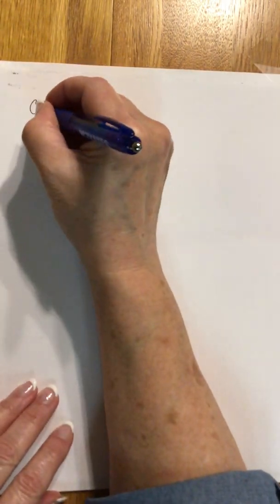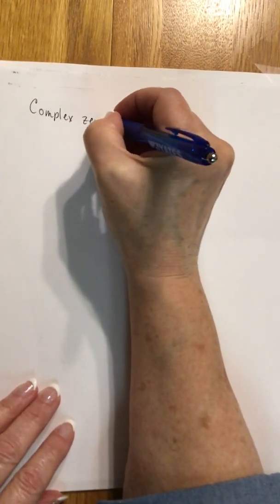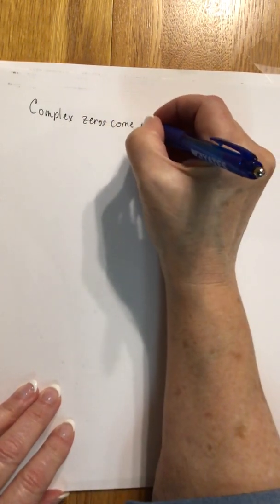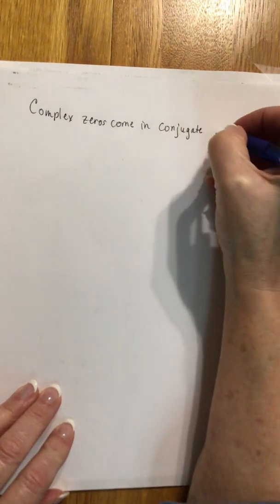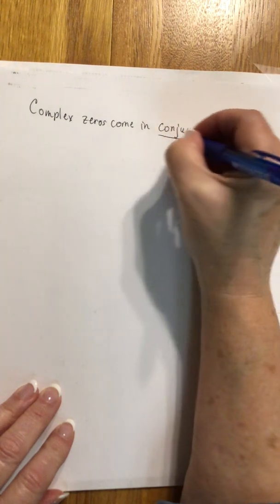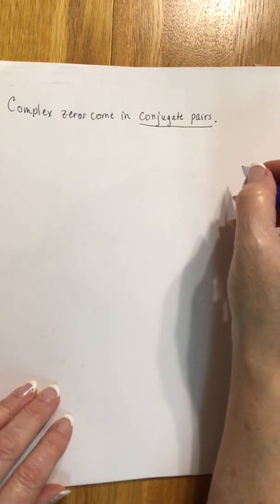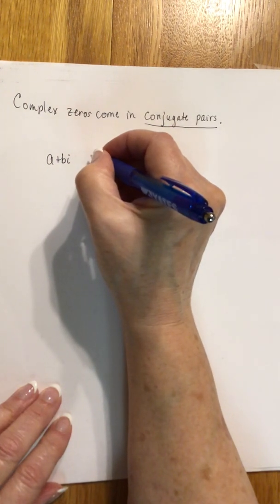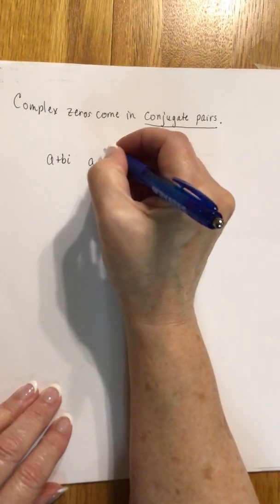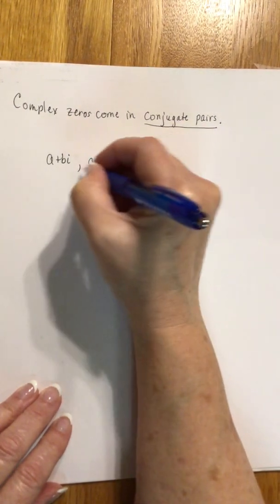So we're going to say that complex zeros come in conjugate pairs. So if it has a 0 of the form A plus BI, then it's also going to have a 0 of the form A minus BI. So these would be 2 zeros. So if you have one of them, then you know you have the other one.